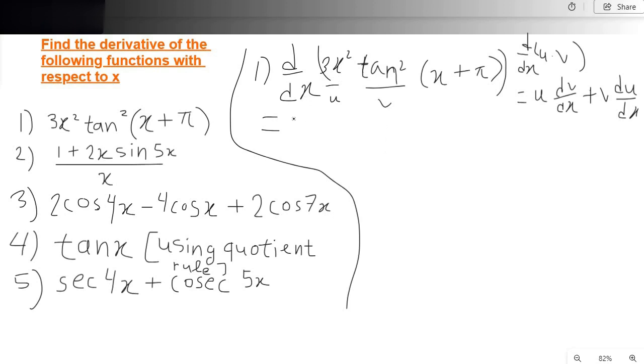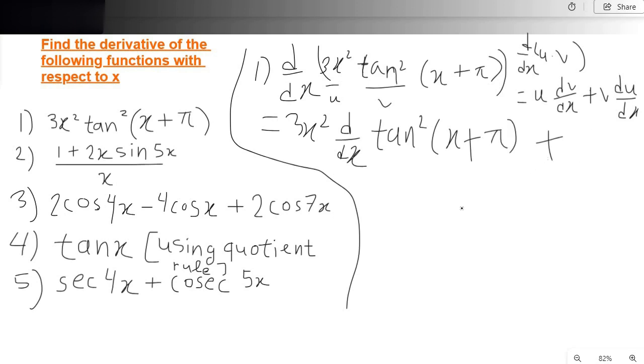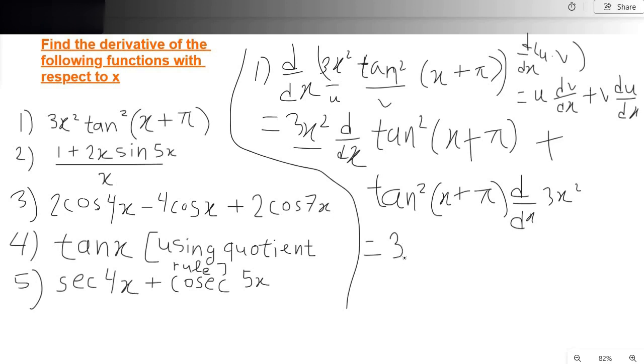So applying the product rule formula, we have 3x squared multiplied with the derivative of v, which is tan squared x plus pi, plus v into derivative of u, which is tan squared x plus pi multiplied with the d/dx of 3x squared. Now differentiating them, this will be the same, 3x squared, and multiplied with the derivative of this.